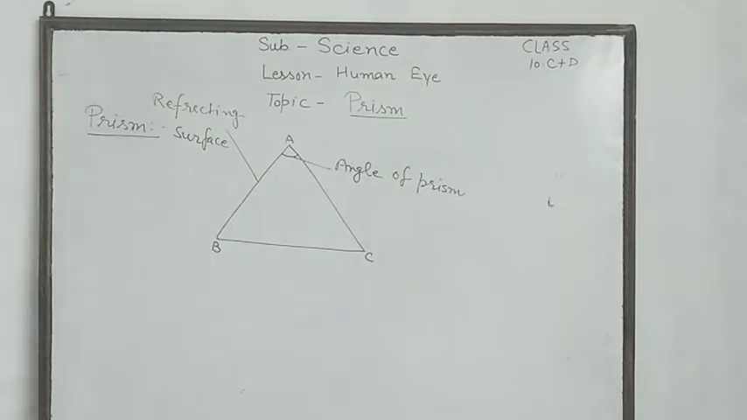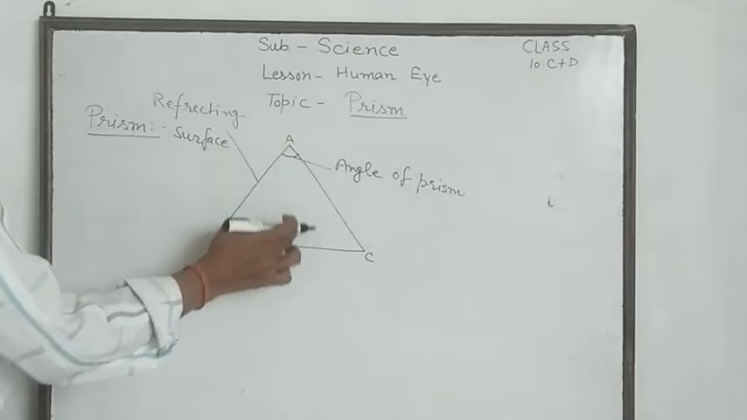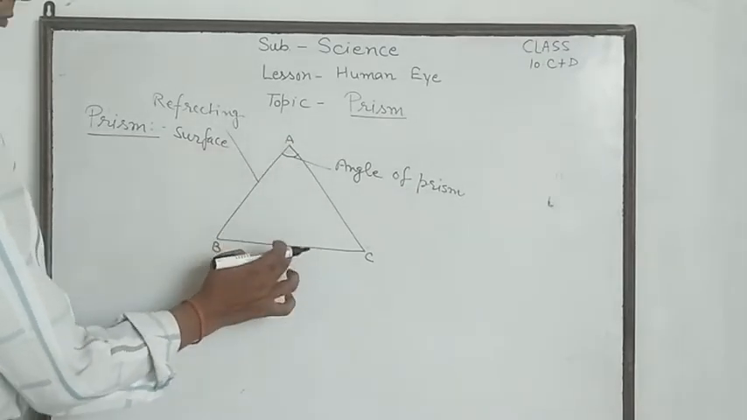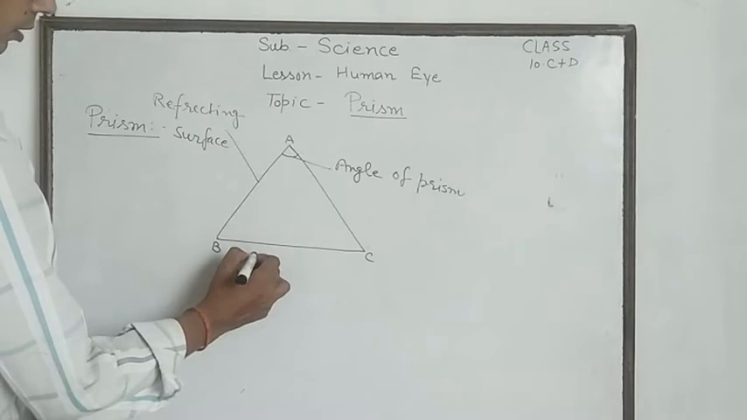The line of intersection of two surfaces is called the refracting edge of the prism. The surface opposite to the angle of prism is called the base of the prism. Opposite of the angle, this surface is called the base of the prism.